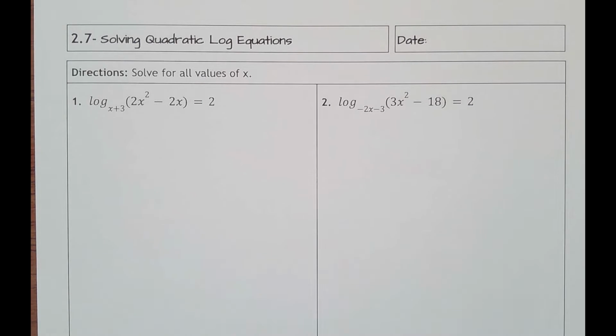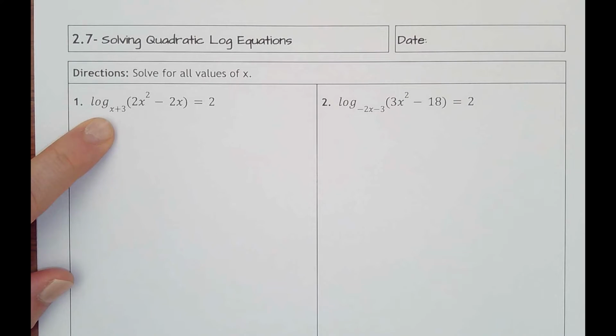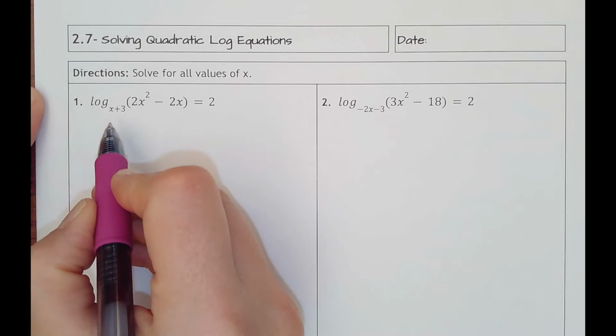Lesson 2.7, solving quadratic log equations. A quadratic log is where the base is a binomial. It has two terms. So let's look at what happens.